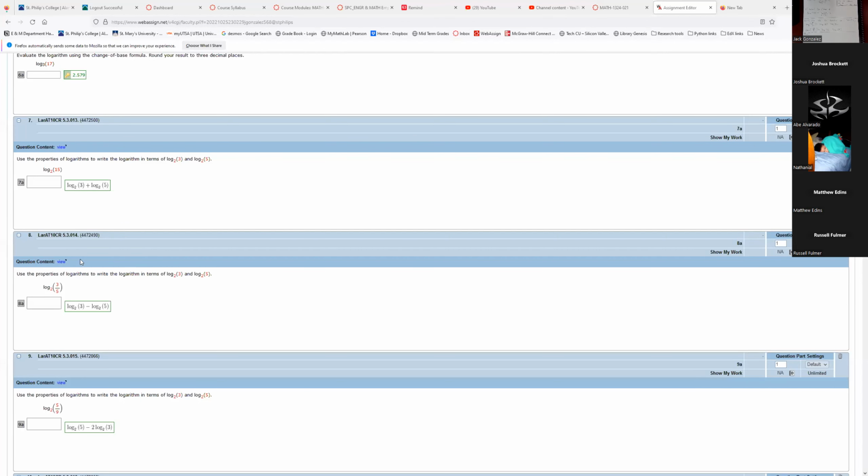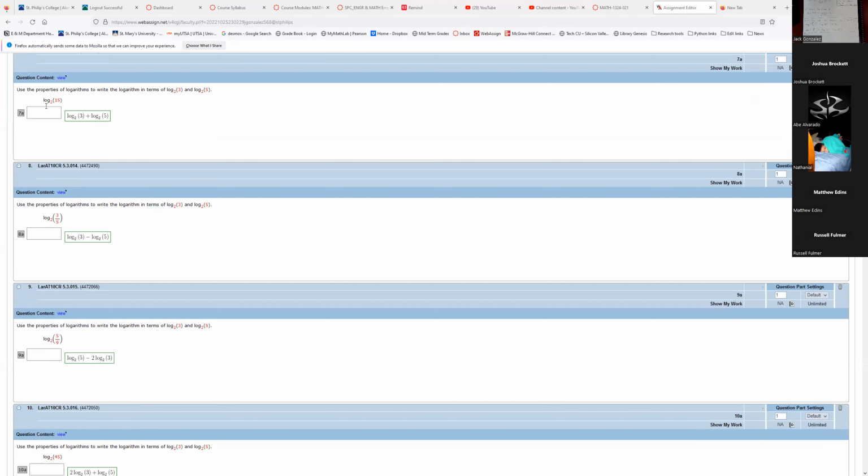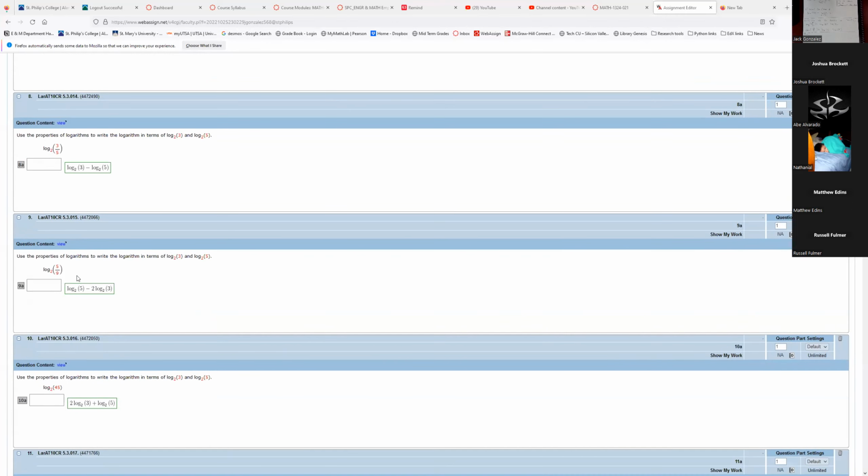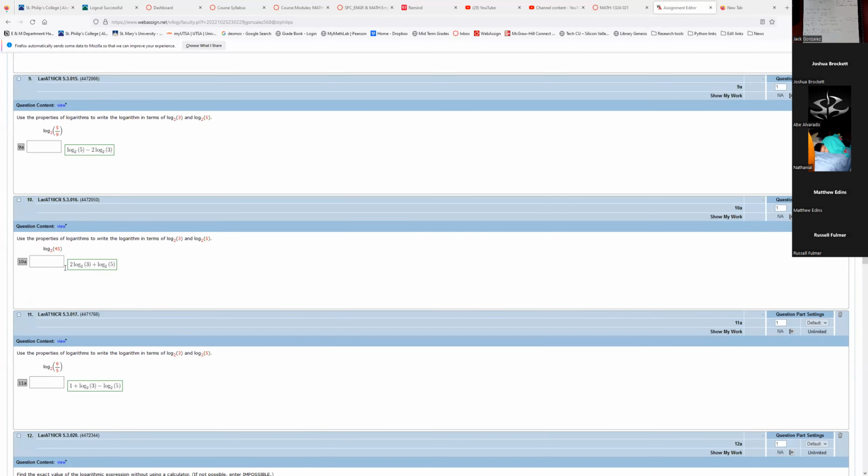So you can see right here, number 7, 8, 9, same thing, just apply the difference because it's a fraction. Over here, they have a 45, which can be factored, right?